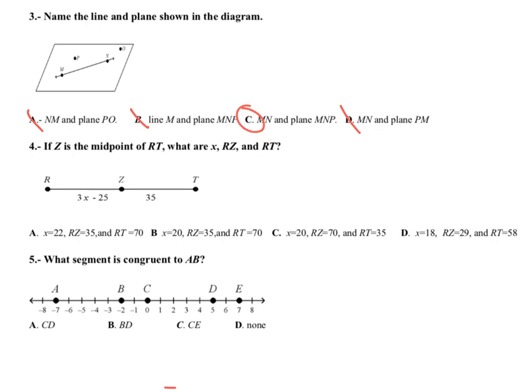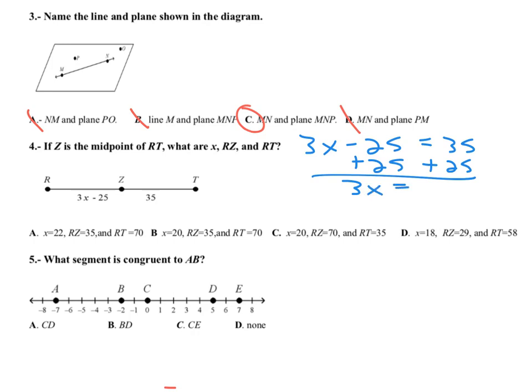So we can say if they're the same length, right, that's the midpoint, that makes 2 congruent segments. So this is equal to this, and we can set it equal. We could say 3x minus 25 is equal to 35. And then we're going to solve for X. 3x equals 60, and I'm going to shortcut the work here. I'd normally show it by dividing by 3, and we get x is equal to 20.